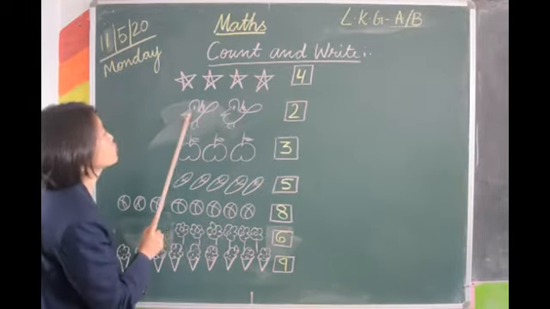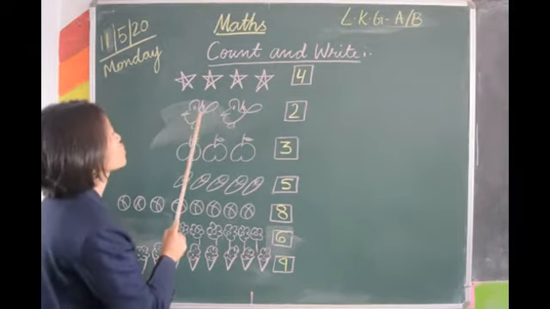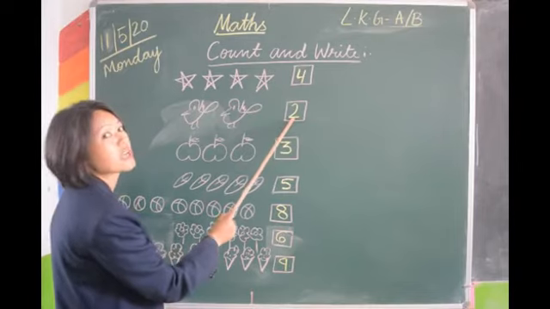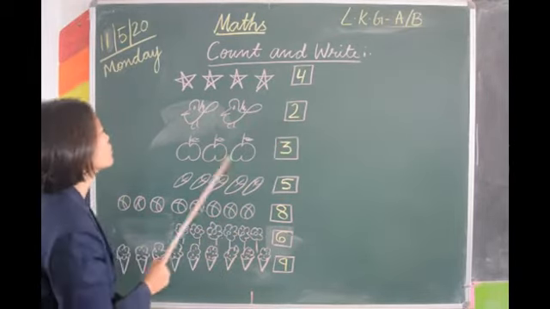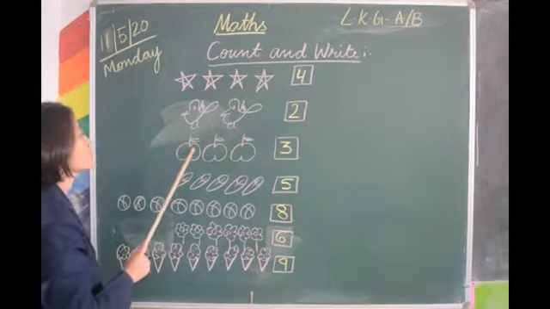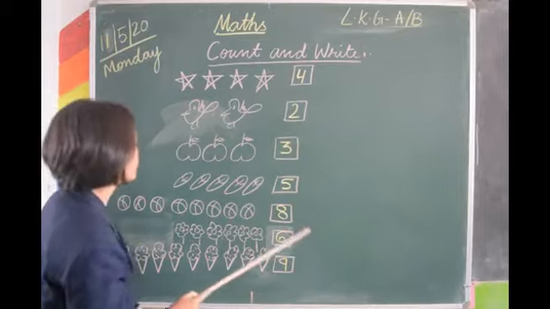And here we have 2 birds out here. How many birds are there? There are 2 birds. Yes. So 2 birds are here and then we have to write 2 inside the box. Okay. Now here 3 apples. How many apples are there? 3 apples. So 1, 2 and 3. So we have written 3.